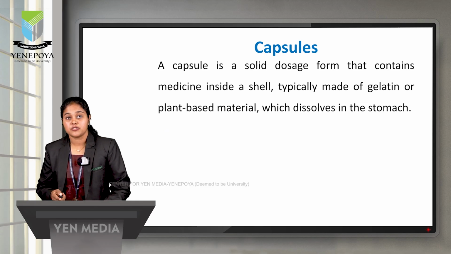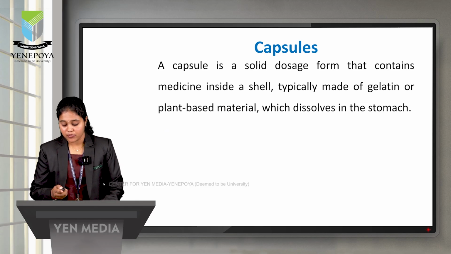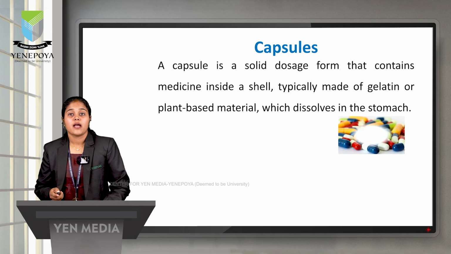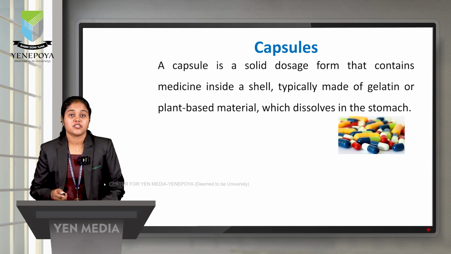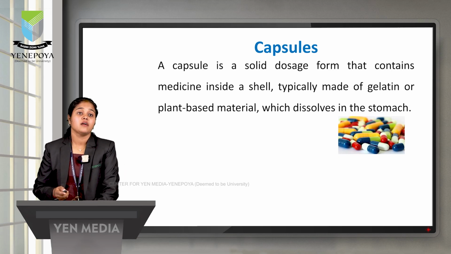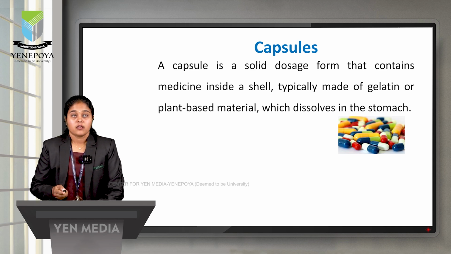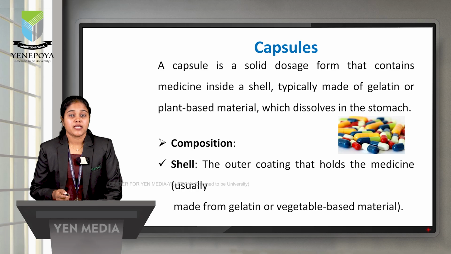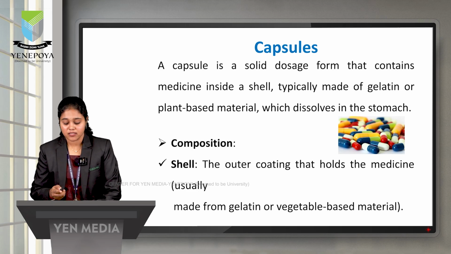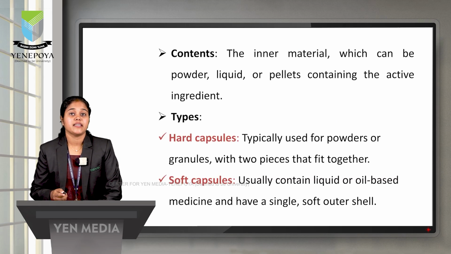The next is capsules. We know this is also an example of a solid dosage form, and it contains medicine inside a shell, typically made from gelatin or plant based material, which dissolves in the stomach. So, the composition: the shell is the outer coating that holds the medicine, mainly made from gelatin or any other vegetable based materials. Other than this, it contains the inner material, which can be powder, liquid, or pellets containing active ingredients.